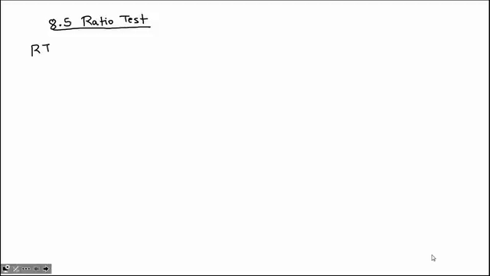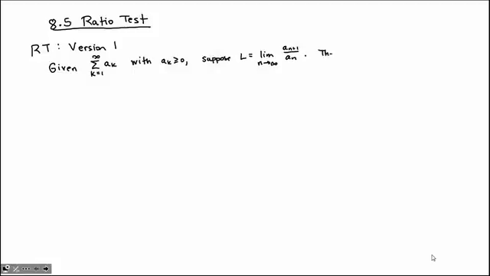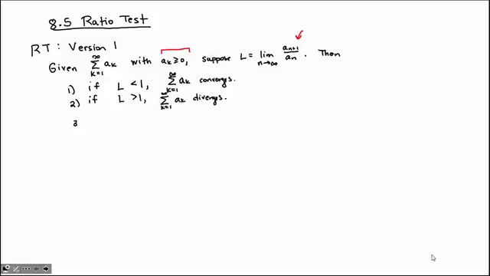For the ratio test, we're going to start with a series, and in version 1, we're going to have an extra assumption. We're going to assume that the terms are positive. We're going to look at the limit L as n goes to infinity of a_(n+1) over a_n. So this is where our ratio comes in. We're taking the ratio of consecutive terms in our original sequence. If that ratio limit is less than 1, our series converges. If L is bigger than 1, the series diverges. And if we get a limit where L equals 1, the test is inconclusive and we'll have to try something else.